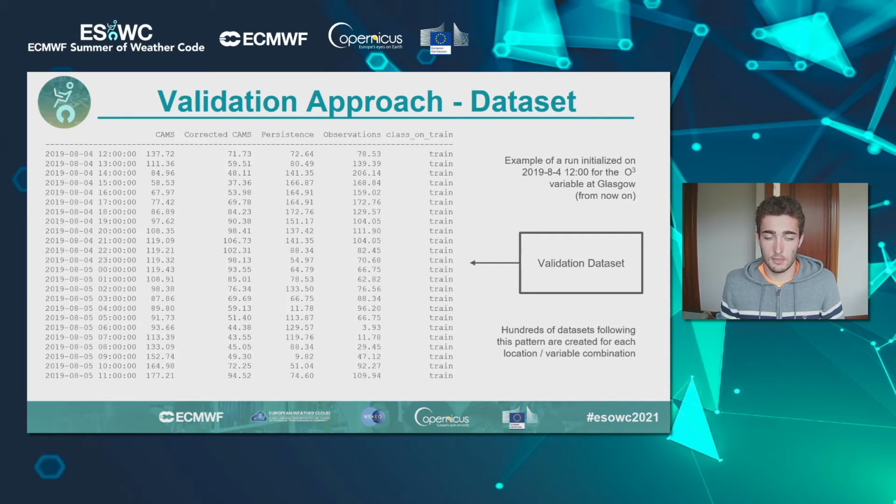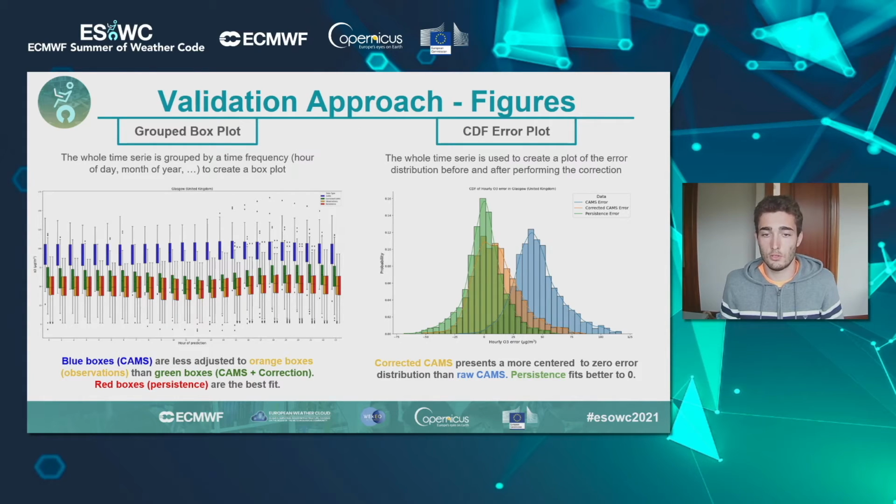In the next slide, we include some validation plots for the same location, the Glasgow station. In the left plot, the hourly distribution of each variable is represented by a box plot. Here, the blue and green boxes represent the original and corrected CAMS predictions, whereas the yellow ones correspond to the observations. It is clear that our model improves the CAMS forecast significantly, but it does not reach the persistence.